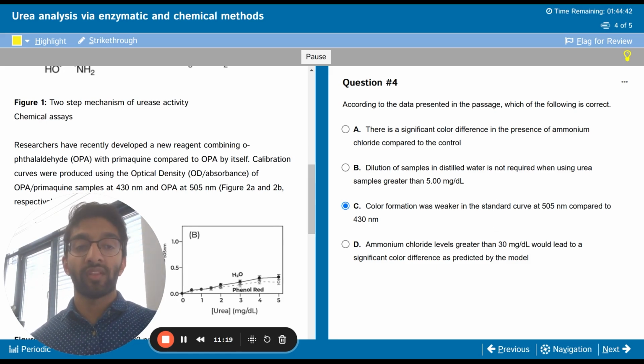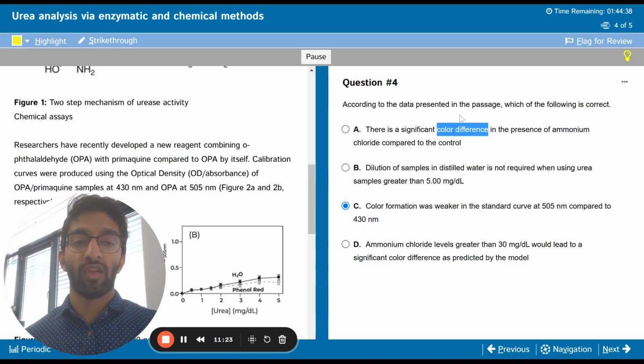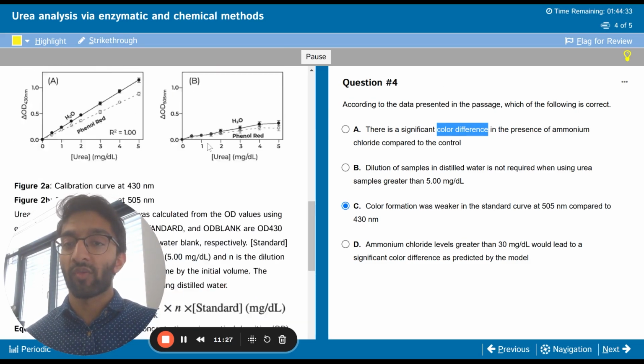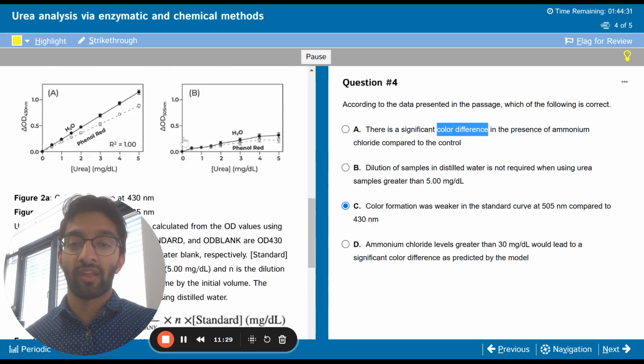possible. Because one thing that you might have found really difficult here is the fact that they're talking about color difference. And you're like, color? Where did color come in here? Like, yeah, maybe we saw the phenol red, but how does that actually play a role?